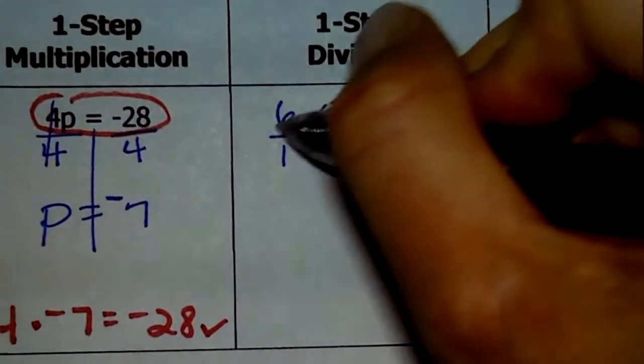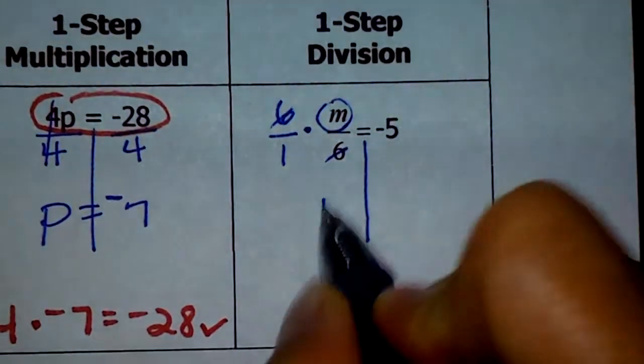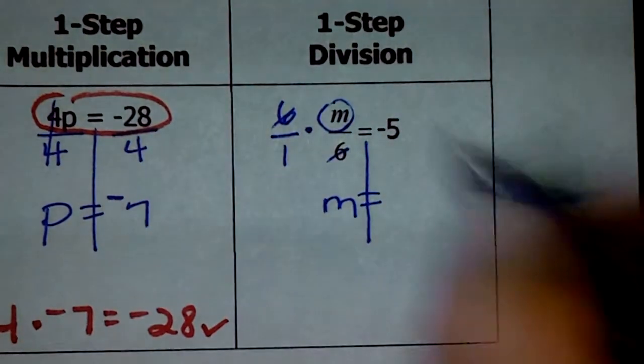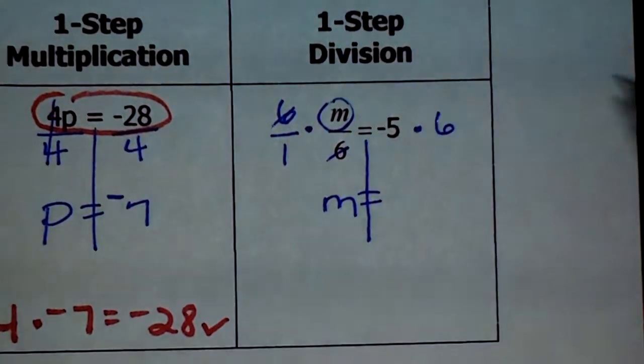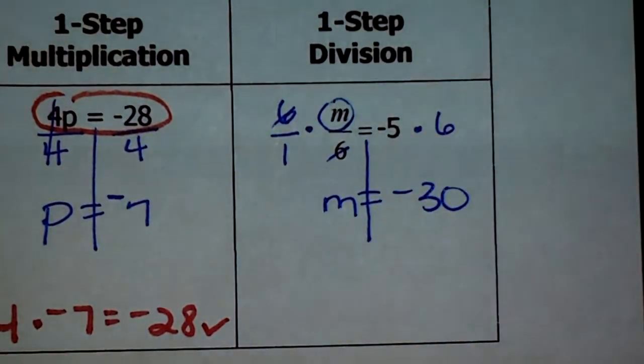These 6's will cross cancel, and I'm left with m divided by 1, which is m. But the thing is, I just multiplied this side by 6. That means I need to multiply this side by 6 also. And a -5 times 6 is -30. So notice, I didn't change any signs.